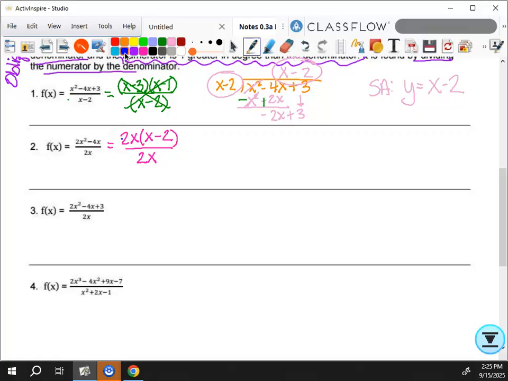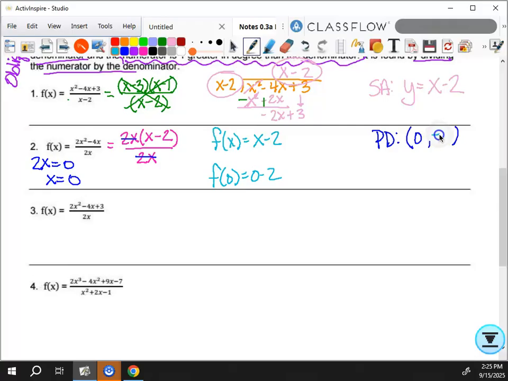Yes, I can. I can cancel those out. That means I'm going to have what in my graph? A hole. So 2x equals 0, x equals 0. Since I have a point discontinuity, I'm not going to just ignore it. It's going to be at 0 something. My reduced function is f of x equals x minus 2. So if I find f of 0, that's 0 minus 2, so that's negative 2.